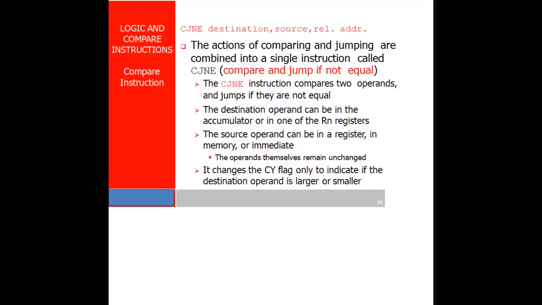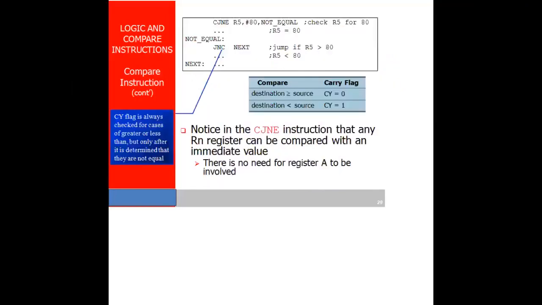So mind it, it is basically a subtraction operation, but the value of the operand will not be changed, and only the carry flag will be changed. Okay, so the carry flag will be changed, and it will indicate whether the destination operand is larger or smaller. So this is the common format for using the CJNE instruction.